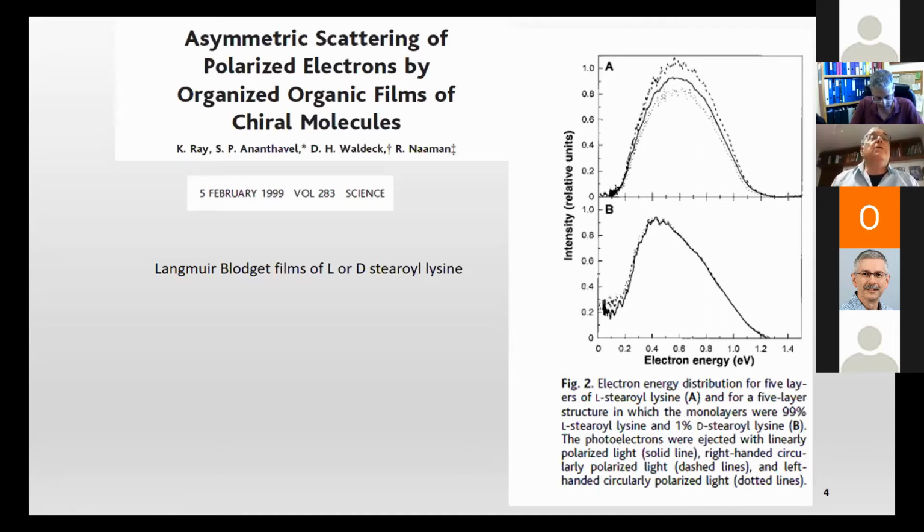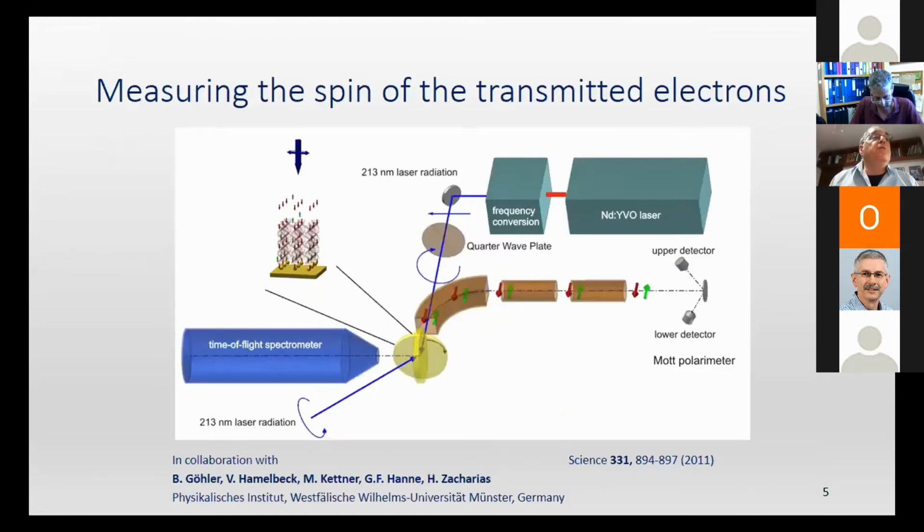And we kept working on this, not actually appreciating the effect, till we collaborated with a group in Münster, of Helmut Zacharias. And in Münster, they have a system that allows not only to detect the photoelectrons, but actually to spin analyze the photoelectrons that were transmitted through the monolayer. So basically, it's the same experiment, but then the electrons that are photo-ejected through the monolayers are analyzed by a Mott detector, and this gives us the spin polarization.